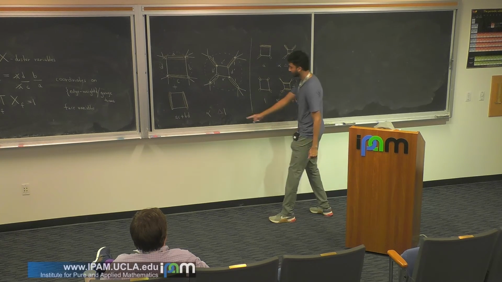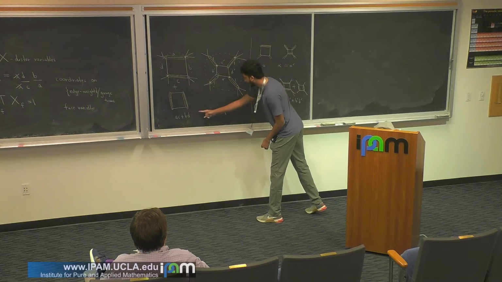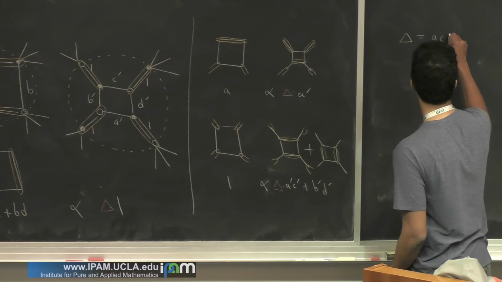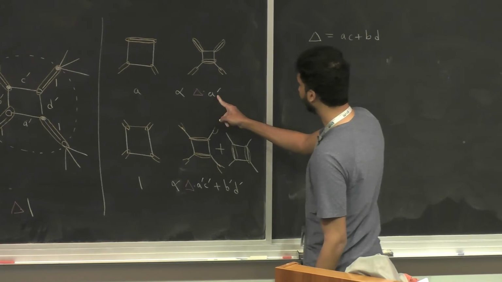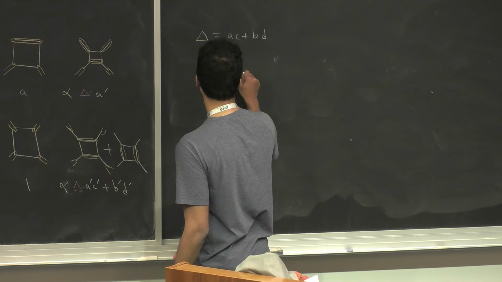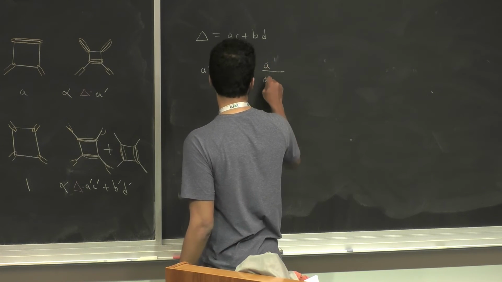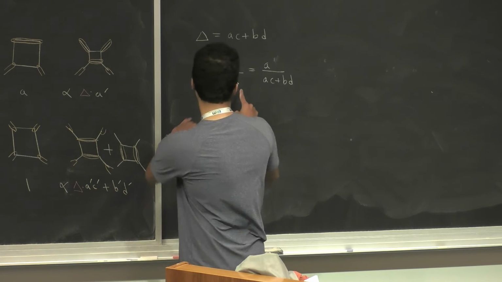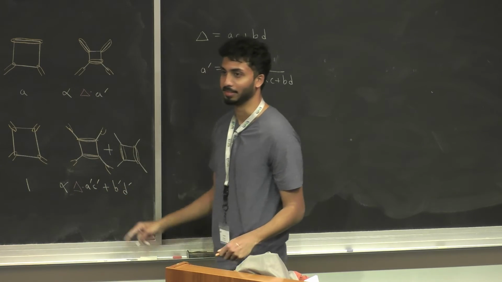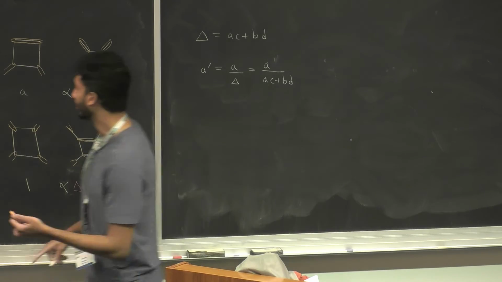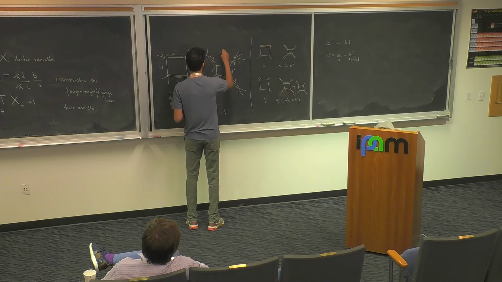If you look at this expression over here, it tells you that this delta has to be AC plus BD. And then if you look at these over here, this tells you that A prime has to be A over delta, so A over AC plus BD. And if you look at this one over here, and you plug in this value of delta, you'll see that it is consistent, that this is still true. So this is the transformation rule. You want to replace each of these edge weights with these ones.